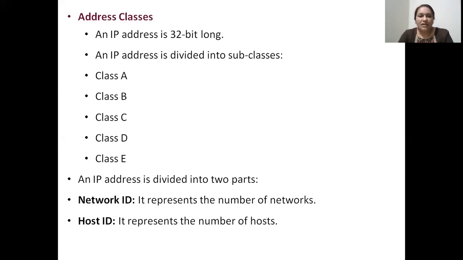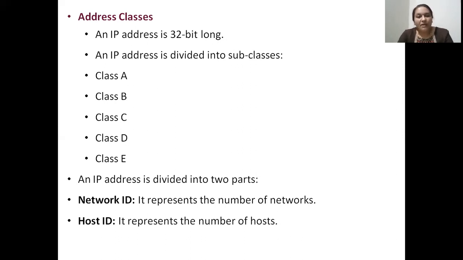Now coming to the address classes. As I just told, an IP address is 32 bits long, and it will generally have 2 parts: network ID, which represents the network address, and it decides the number of networks which can be supported by the router. And the second part indicates the host ID, which represents the host address, and this decides the number of hosts which can be connected to the router or to the network.